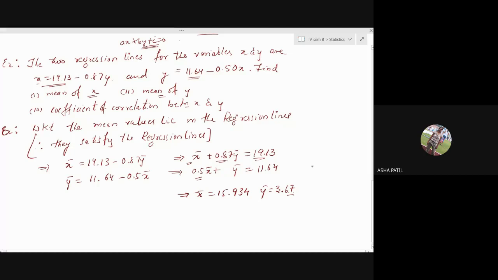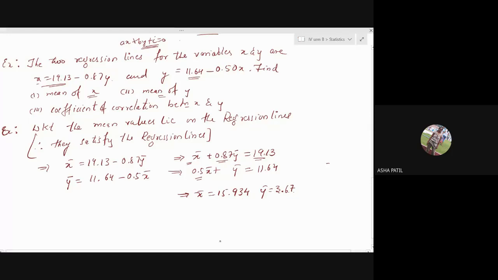Actually, I have written Y bar is 3.74. That's why I'm asking. And X bar I have written 15.79. Anybody have got these values or these are correct? Ma'am, I got X bar as 15.9, ma'am. Okay, let it be. Let me check these values. If all of you have got this value, it's okay.